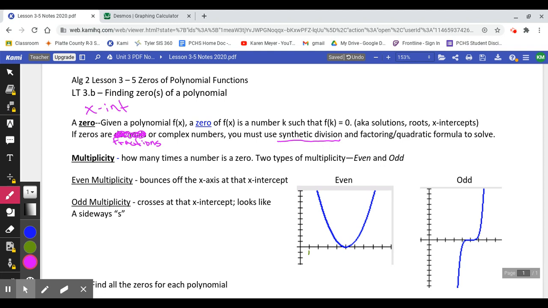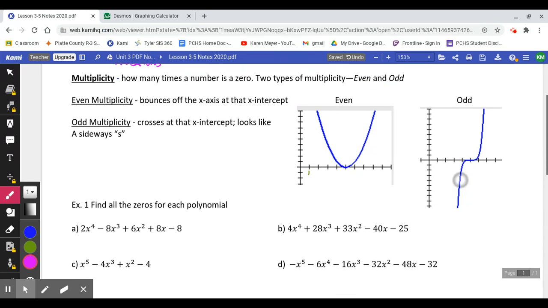So we're going to talk about synthetic division again. And then once we've done synthetic division, then to solve it, we're going to go back and talk about factoring and quadratic formula. But before we get to the problems, we got a couple new terminology things that we should talk about. So here we go.